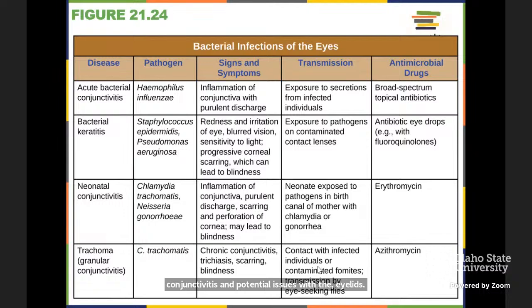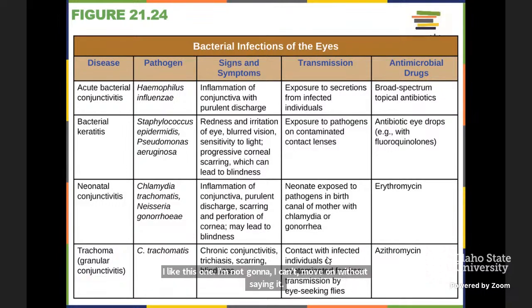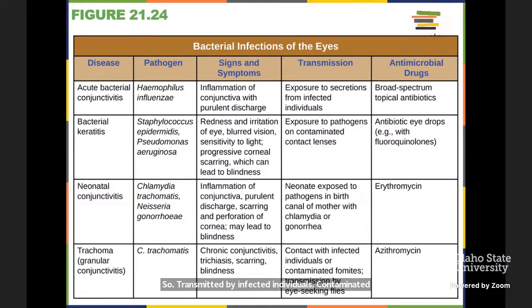So I like this one. I can't move on without saying it. So transmitted by infected individuals, contaminated fomites, so touch in your eye and touch on other stuff, or by eye-seeking flies, little flies that would like to feed on your tears and potentially transmitting it from one host to another. That's flat out disturbing, right?